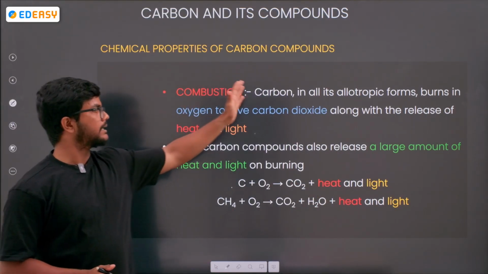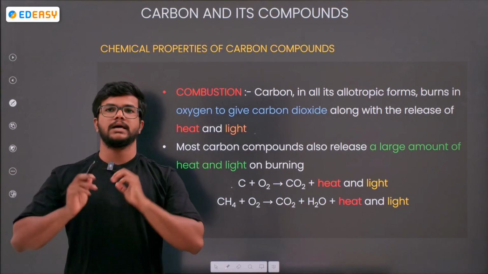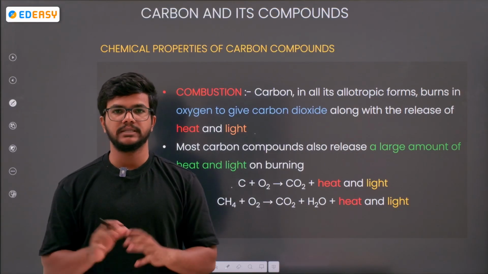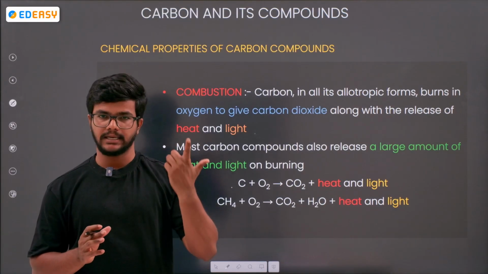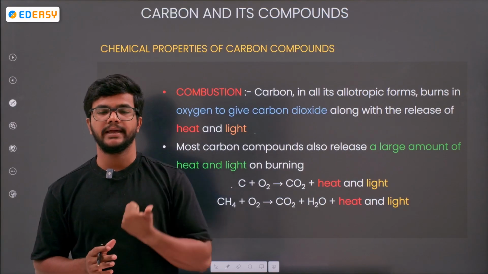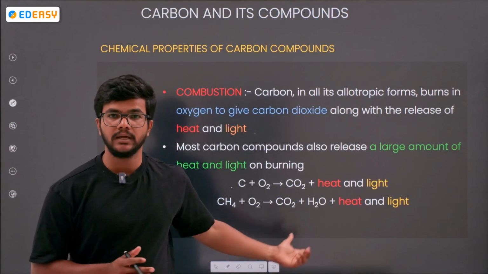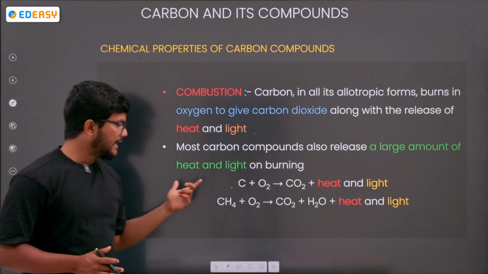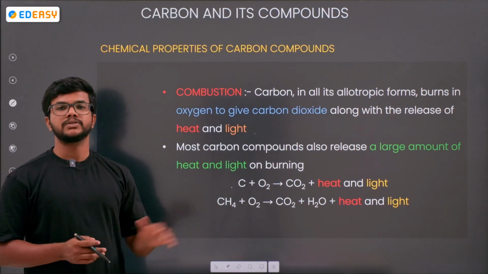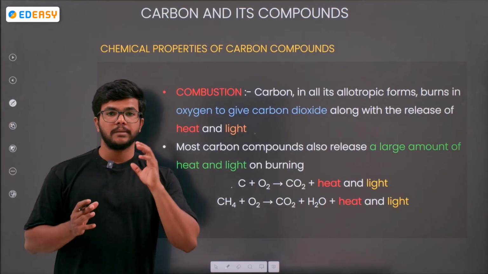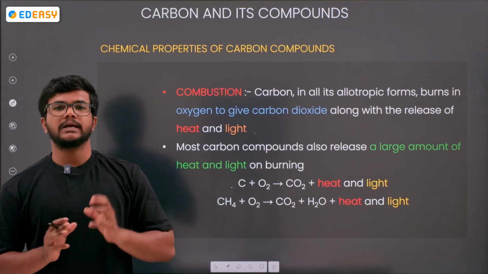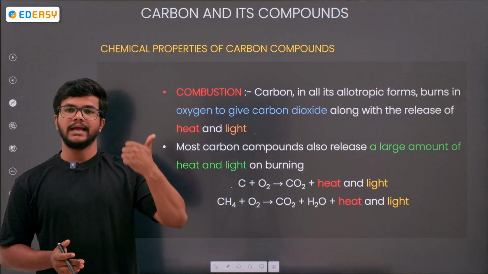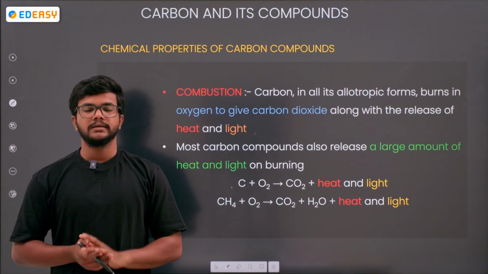So carbon in all its allotropes, allotropes meaning different forms of carbon, on combustion in the presence of oxygen gives heat, carbon dioxide, and light. Heat is the extra thing, which is the exothermic nature of the combustion of carbon compounds. So most carbon compounds release a large amount of heat and light. Okay, heat and light on combustion. So this is about combustion. Because combustion requires oxygen, on combustion carbon compounds will give you carbon dioxide, which is an effluent, and heat and light as products.